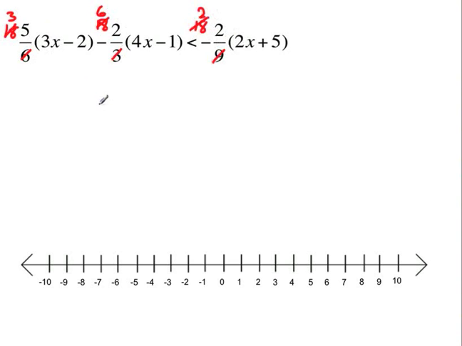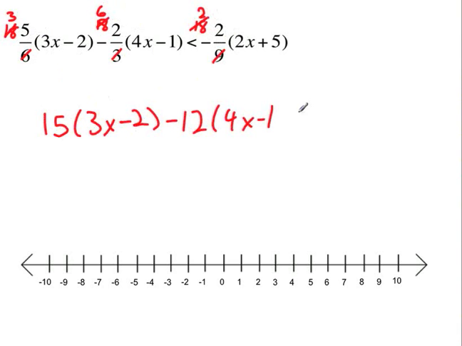So now what we have is 3 times 5, which is 15, multiplied by 3x minus 2. And then this one's going to be minus 2 times 6, which is 12, times 4x minus 1. And this is going to be less than 2 times 2, which is negative 4, times 2x plus 5.